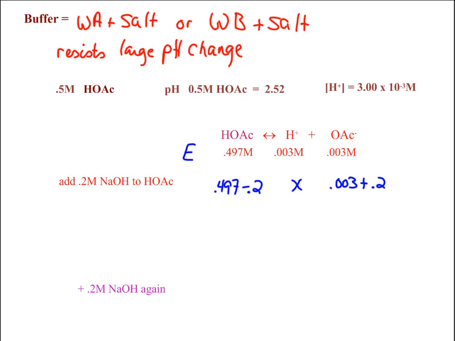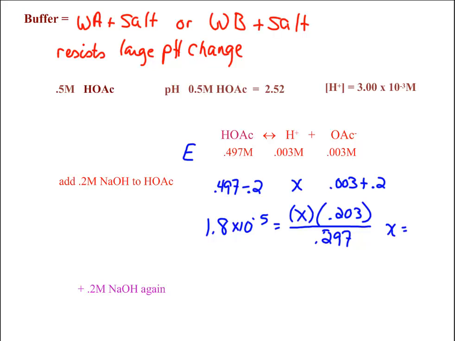So if I want to find my hydrogen ion concentration now, I'm going to put it into my equilibrium expression. 1.8 times 10 to the negative 5 equals X in the numerator times 0.203, if I add those two together, divided by 0.297. And what I find for X, which is my hydrogen ion concentration, is X of 2.63 times 10 to the negative 5. And if I solve for pH, I will find that the pH is 4.58. So I started with a pH of 2.52. I add 0.2 molar base, and I end up with a pH of 4.58. So that's a relatively large change in pH.